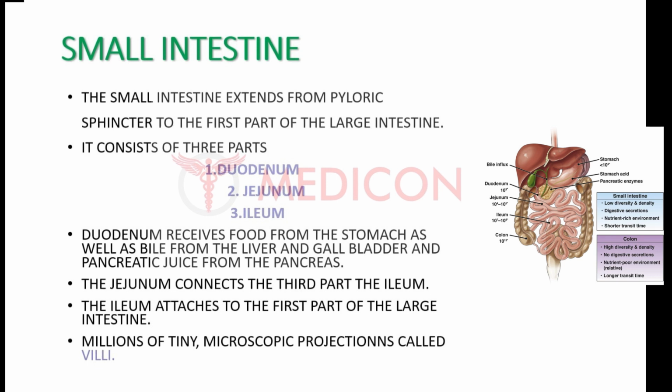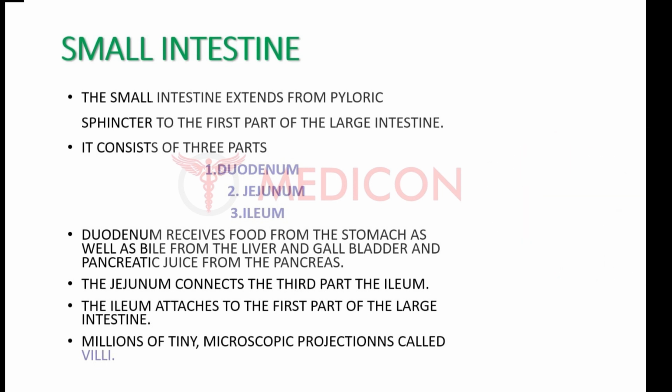The jejunum, about 8 feet long, connects with the third section, the ileum, about 11 feet long. The ileum attaches to the first part of the large intestine. Millions of tiny microscopic projections called villi line the wall of the small intestine. The capillaries in the villi absorb the digestive nutrients into the bloodstream and lymph vessels.